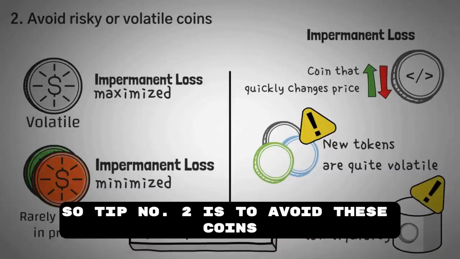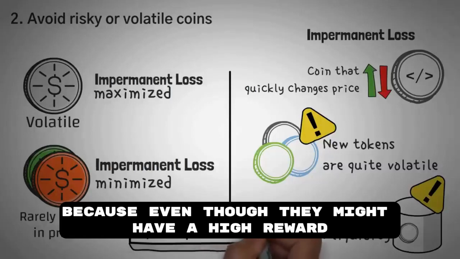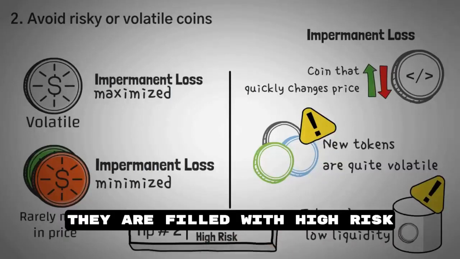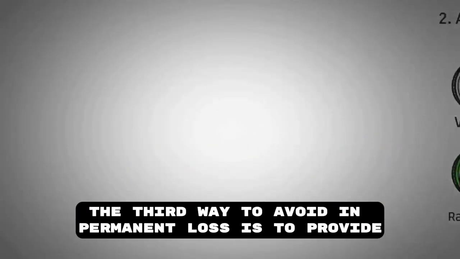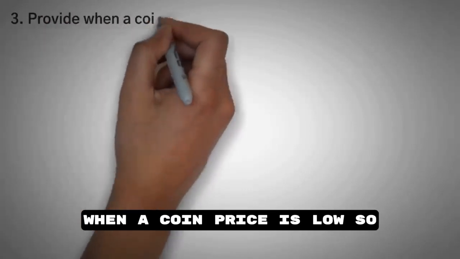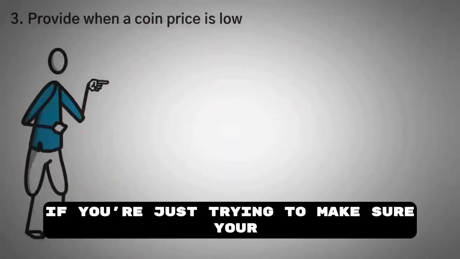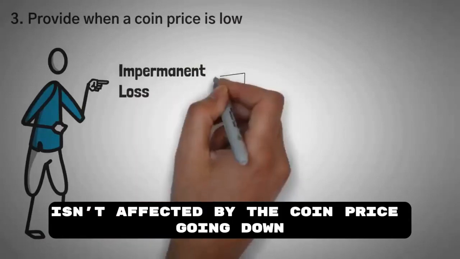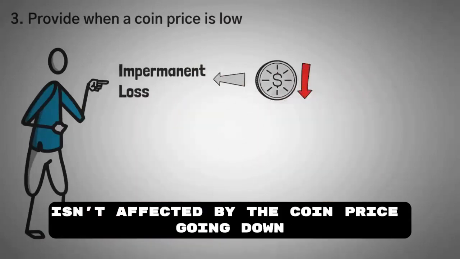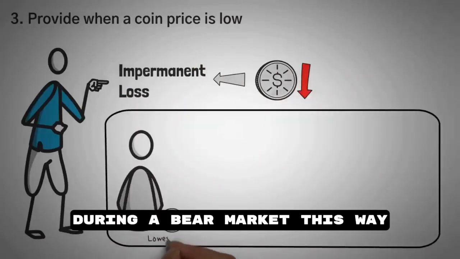So tip number 2 is to avoid these coins because even though they might have a high reward, they are filled with high risk. The third way to avoid impermanent loss is to provide when a coin price is low. So if you're just trying to make sure your impermanent loss isn't affected by the coin price going down, you can attempt to provide liquidity during a bear market.